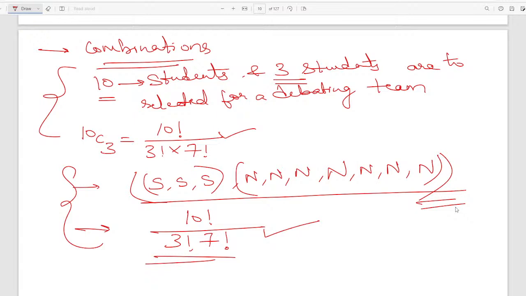If you have any doubts till now, please ask, or else I'll move to the next part. Okay. Now we'll move to the probability part.